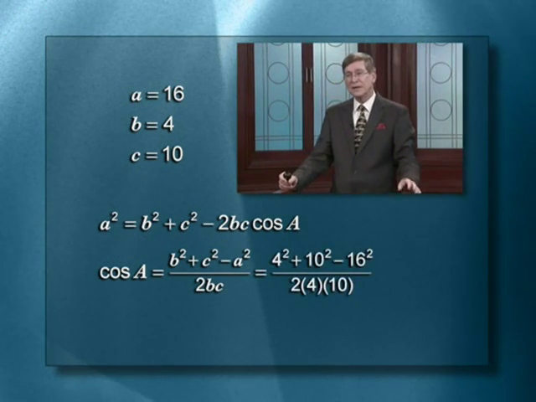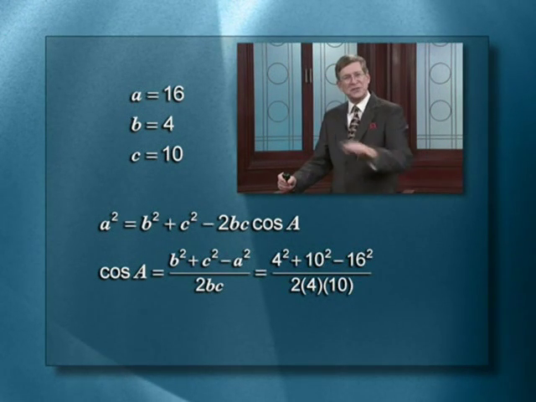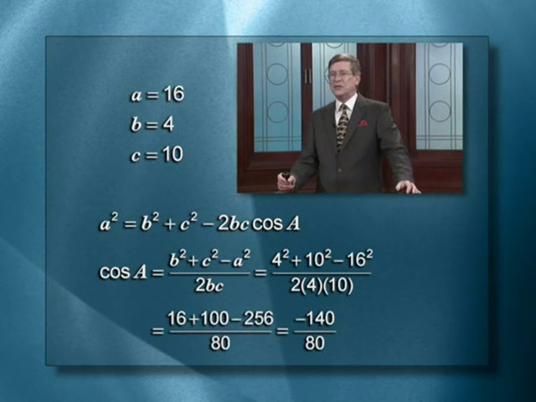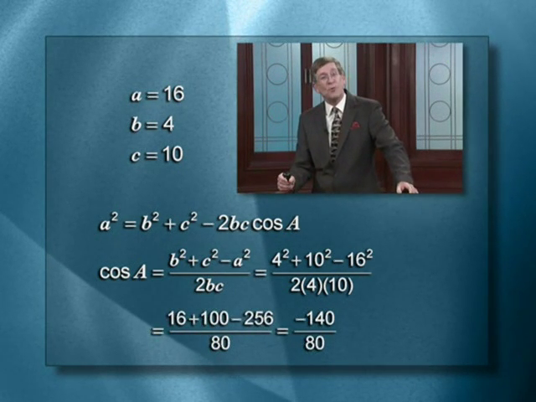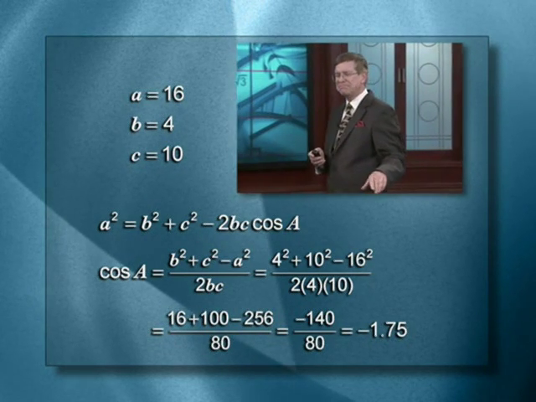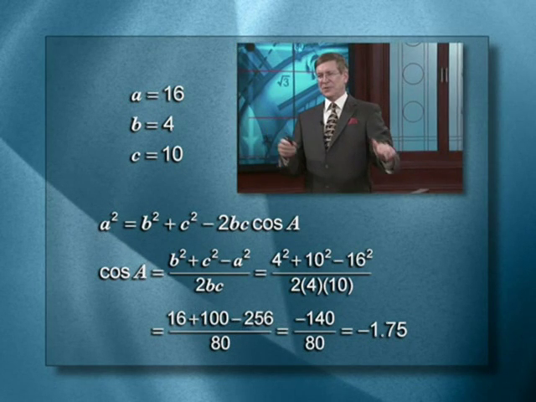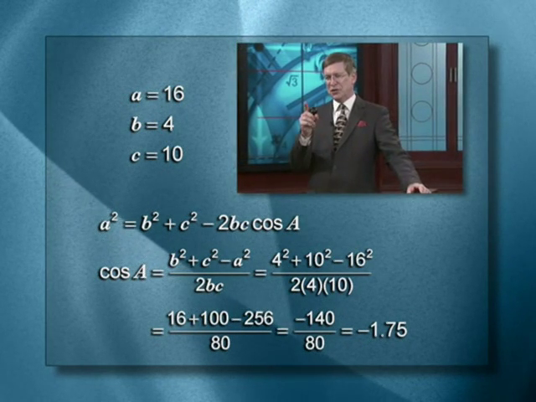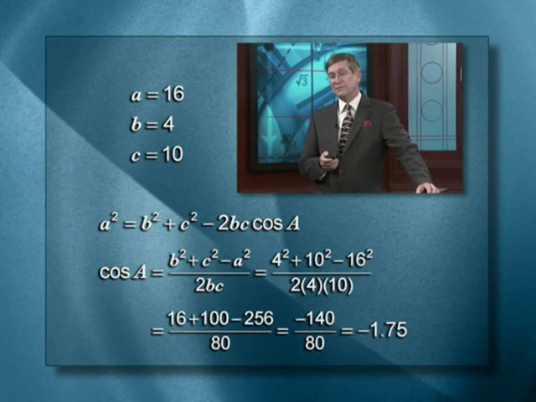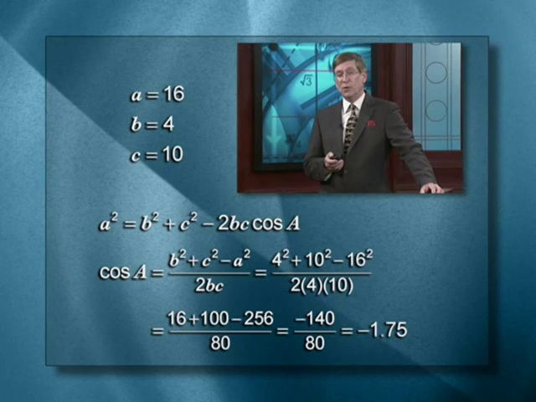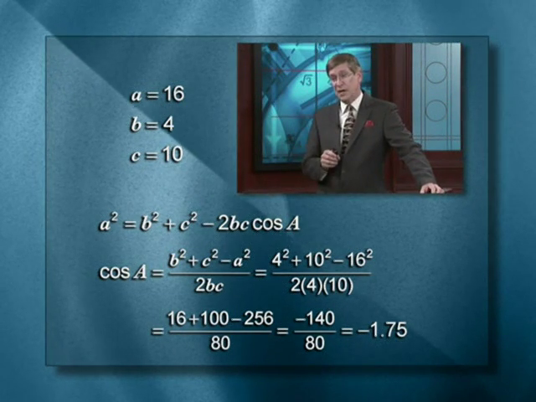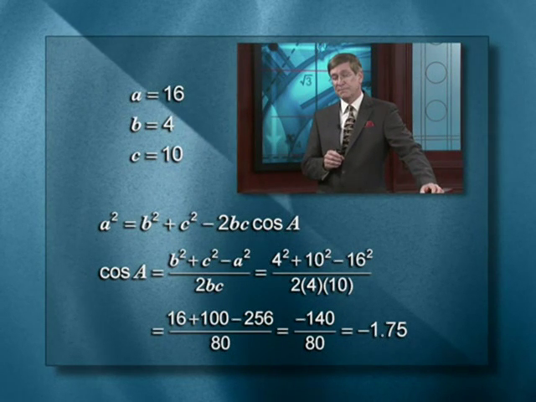Plugging in the characters, 4 squared plus 10 squared minus 16 squared, all divided by 2 times 4 times 10. That turns out to be minus 140 over 80, or minus 1.75. Uh-oh, what do you say to yourself now? The cosine of A is exactly minus 1.75. What's the angle at A, given that its cosine is minus 1.75?